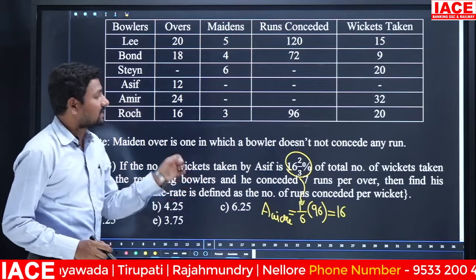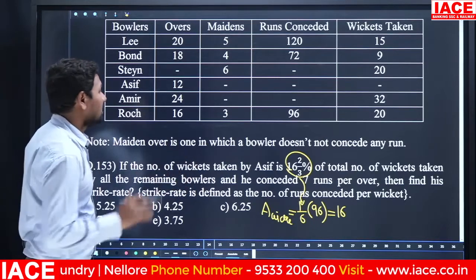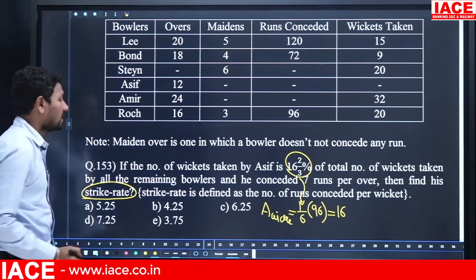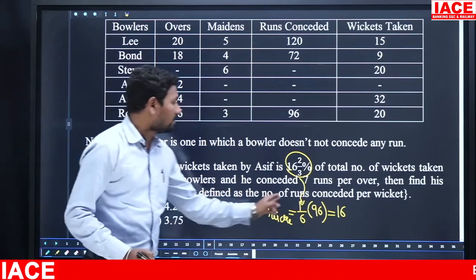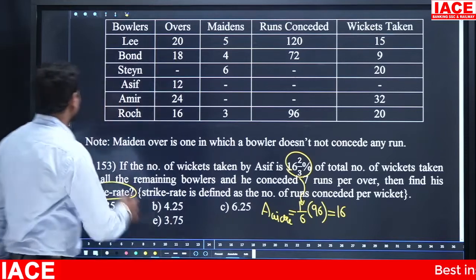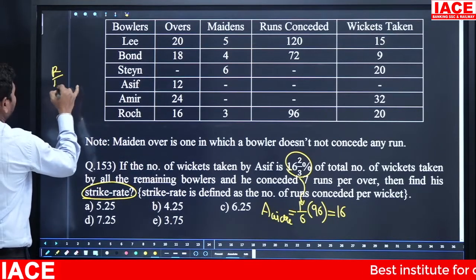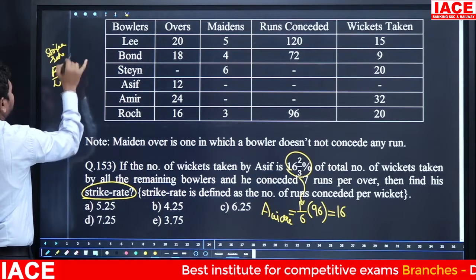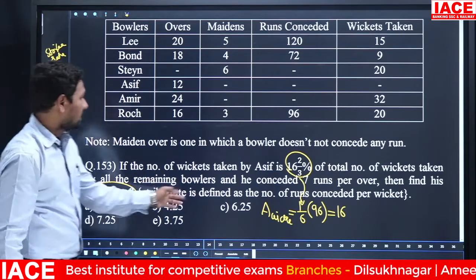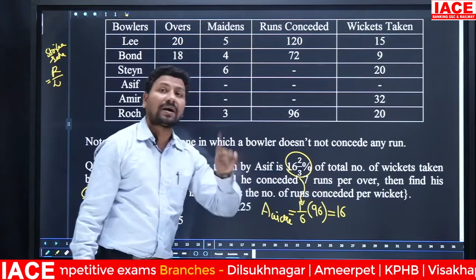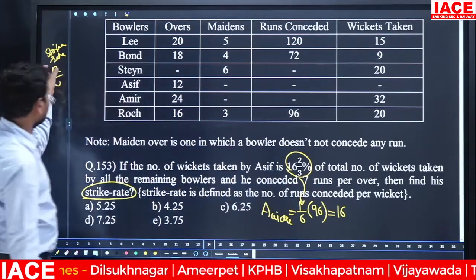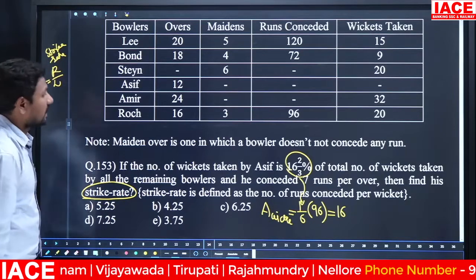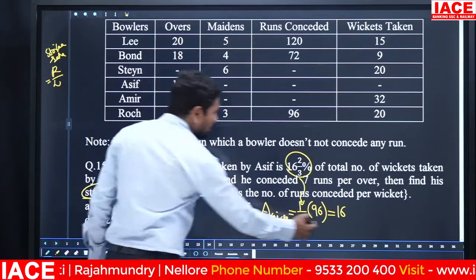And he conceded 7 runs per over. How many runs per over? 7 runs per over. Then find his strike rate. How to find strike rate? Strike rate is defined as the number of runs conceded per wicket. Per wicket means total runs given divided by wickets taken. Total runs by wickets taken is equal to strike rate.